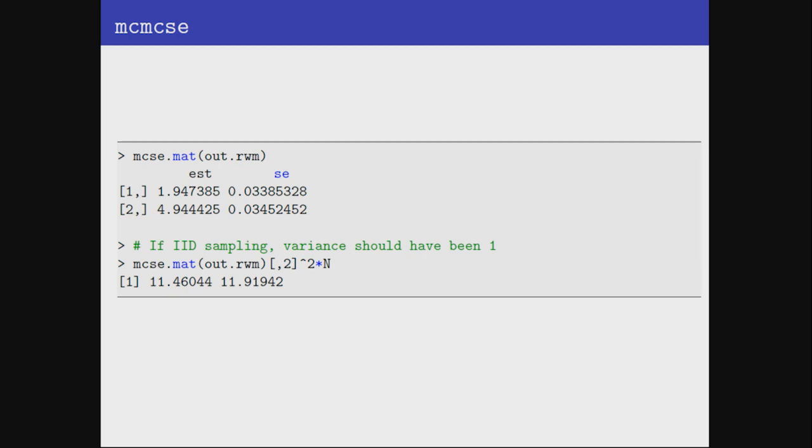Now, here's the thing. This SE over here is sigma over root n. I multiply by n, and I square. That should give me sigma squared, as in the diagonals of the sigma matrix. And that is 11.4 something and 11.9. Compare it to 1, which was the variance in the target distribution, the bivariate normal. The target distribution has variance 1, but our Monte Carlo variance here is coming out to be 11. So it's very inflated.